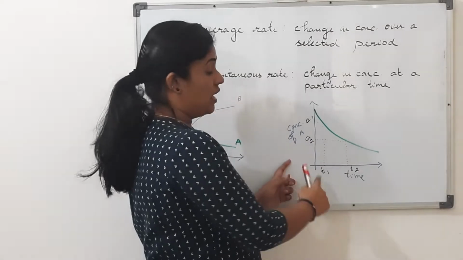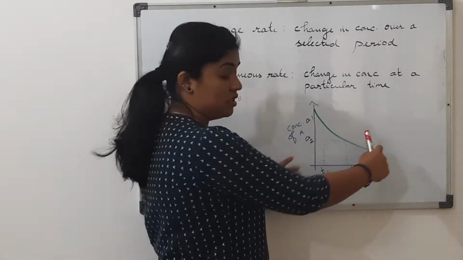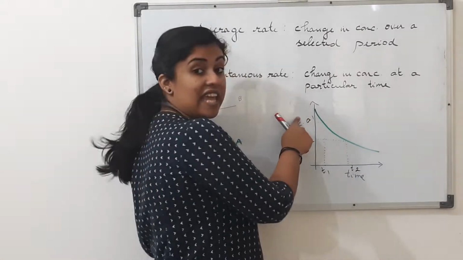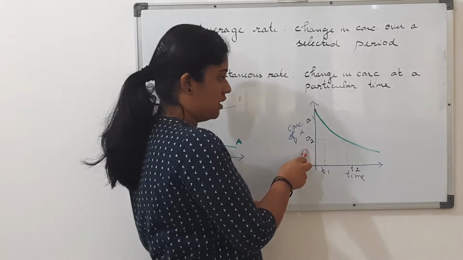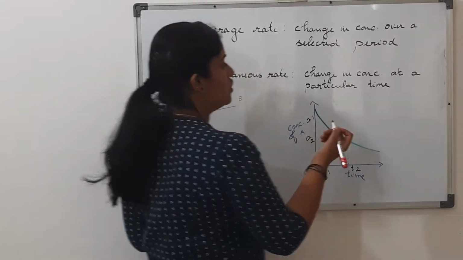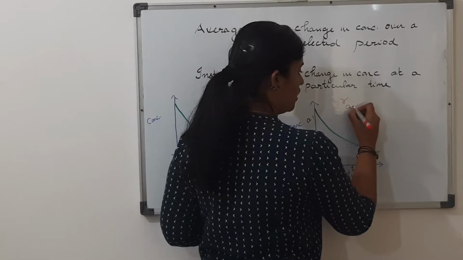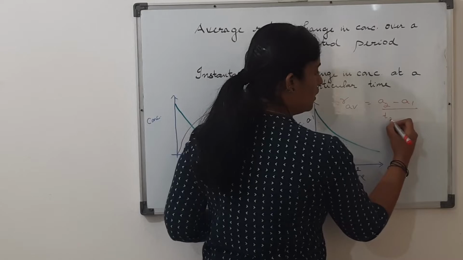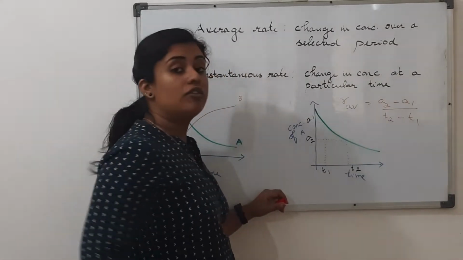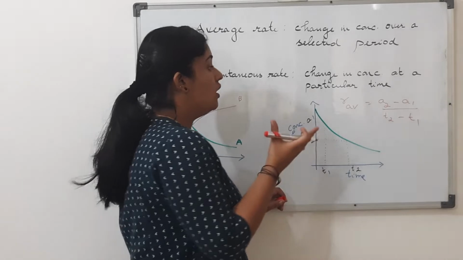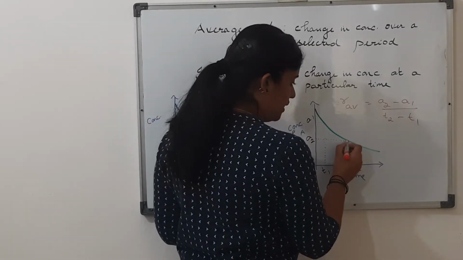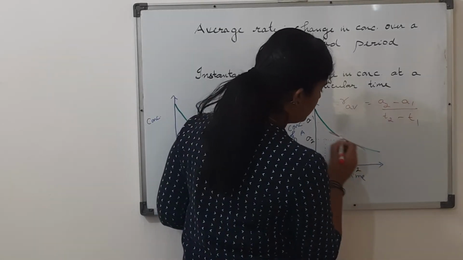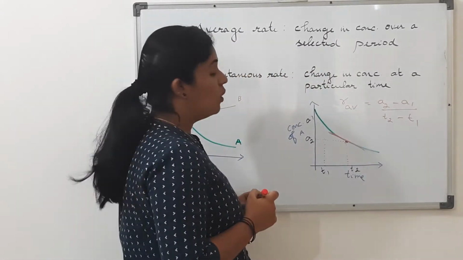So we have the concentration of A versus time graph with the reactant concentration decreasing with time. And as we told earlier, at time T1 the concentration was A1 and at time T2 the concentration was A2. Now if I have to take the average rate, we just do A2 minus A1 by T2 minus T1. But if you want to know the rate at a particular instant, say at this point, what you have to do is draw a tangent, and the instantaneous rate is the slope of the tangent to the curve.